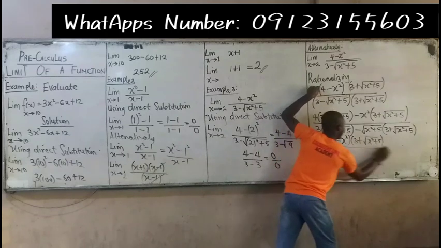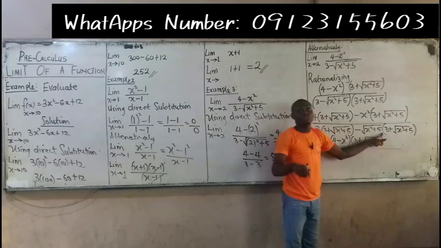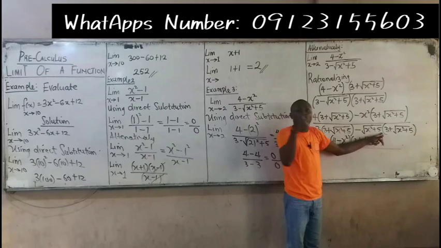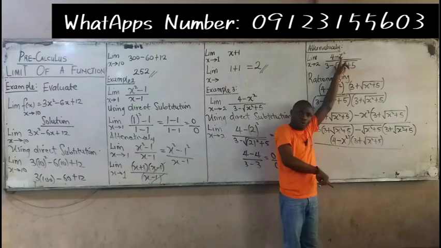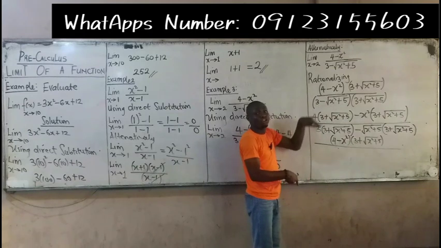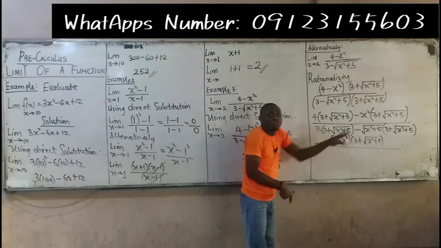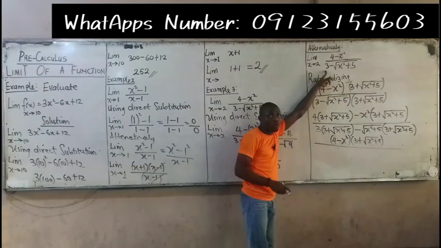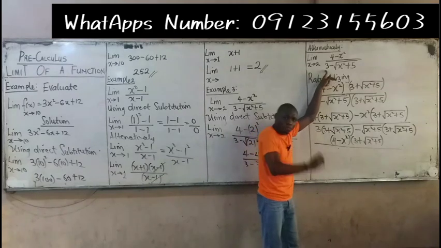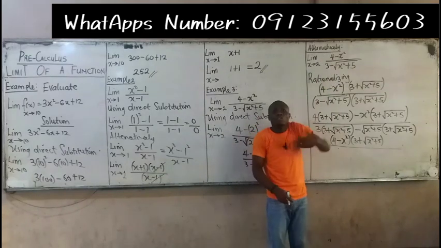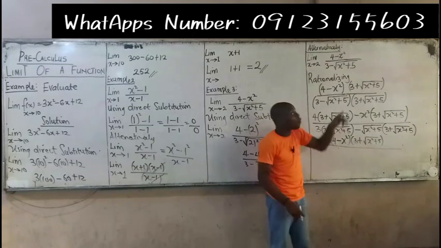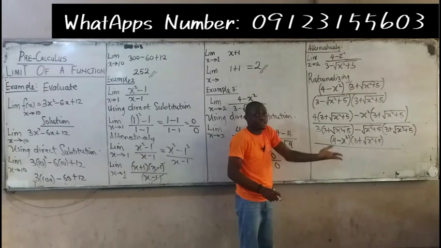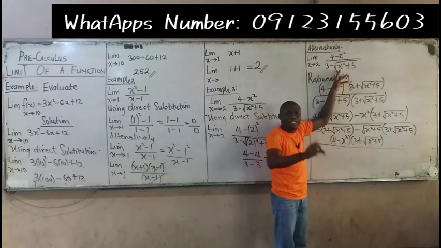Now we have expanded the denominator. I told you why: because we took the conjugate of the denominator. If I take the conjugate of the numerator, I will expand the numerator. But in this case here, I took the conjugate of the denominator. So I'm only expanding the denominator, not the numerator. If it's that I took the conjugate of the numerator, I will expand only the numerator. But in this case, I took the conjugate of the denominator. Hence, expand only the denominator.